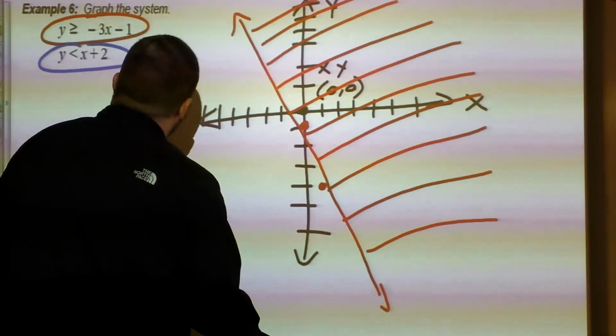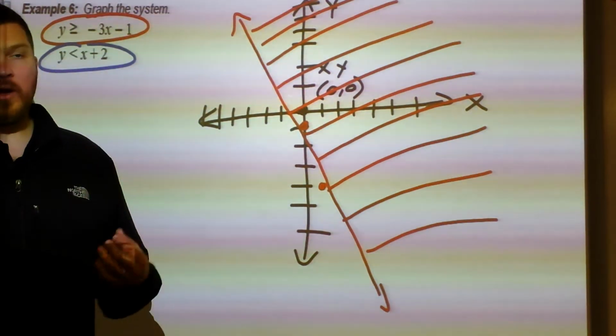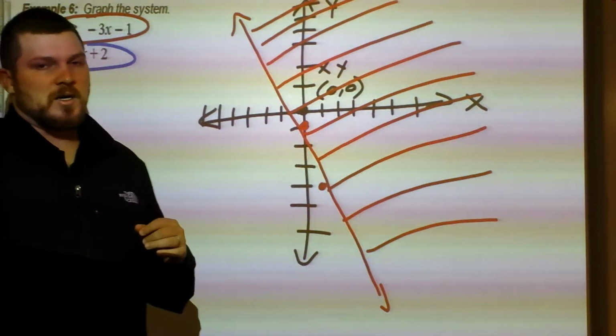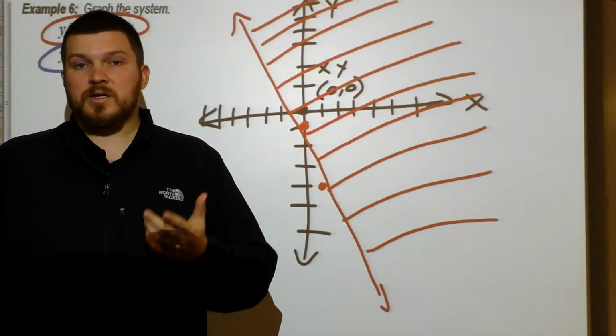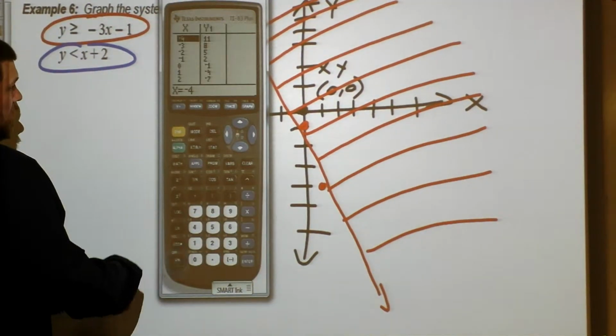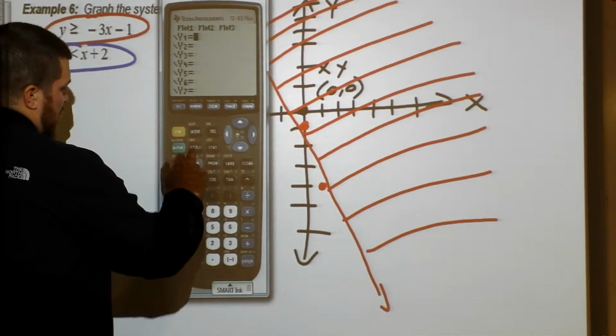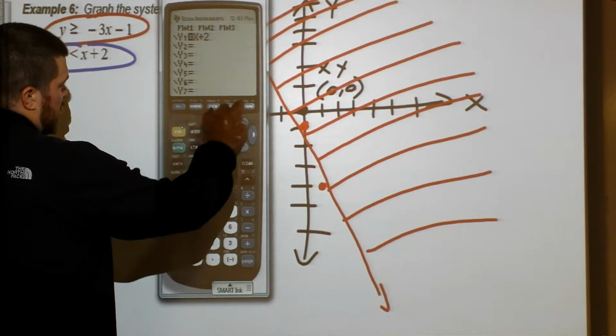Now what I want to do is look at the bottom inequality only. I'm going to start the process over. Since y is by itself for the bottom inequality, I'm going to use my calculator to kind of assist a little bit. Okay, so I'm going to go to y equals, clear out everything that's there, and I have x plus 2. I want to go to the graph.